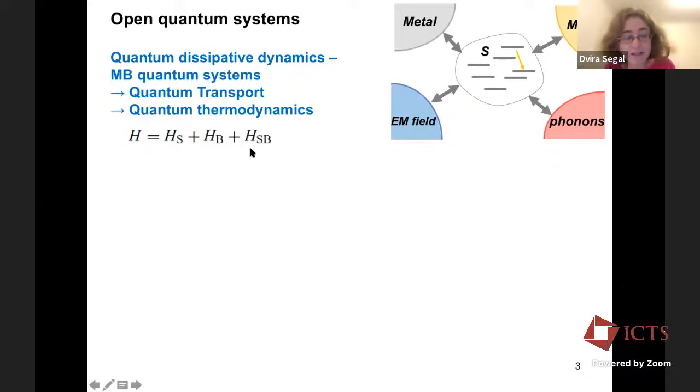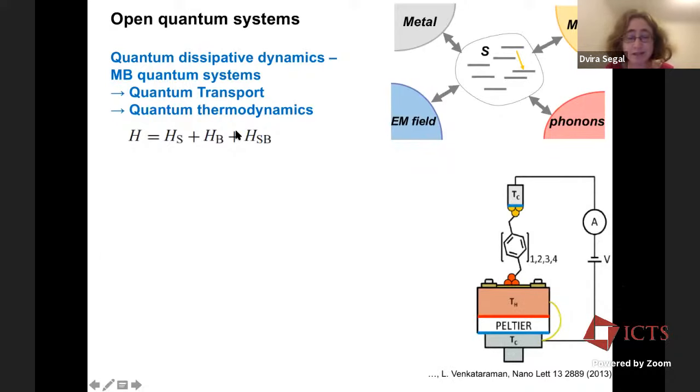So the Hamiltonian written here is a general starting point for many of our studies. The Hamiltonian would be the sum of the system's Hamiltonian, the bath, and then there is a system-bath interaction, which for such nanoscale machines cannot be ignored, unlike macroscopic thermodynamics.